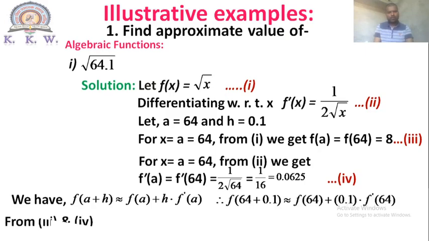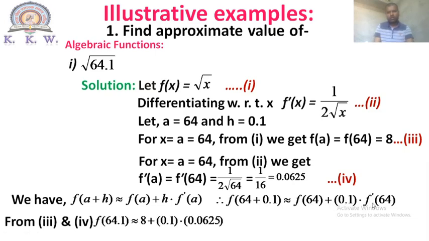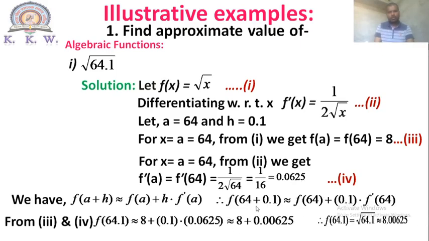f of 64.1 is approximately equal to f of 64 plus 0.1 into f dash of 64. F of 64 is 8, f dash of 64 is 0.5 and h is 0.1. That value will get f of 64.1 approximately equal to 8.00625. Therefore, square root of 64.1 is 8.00625.